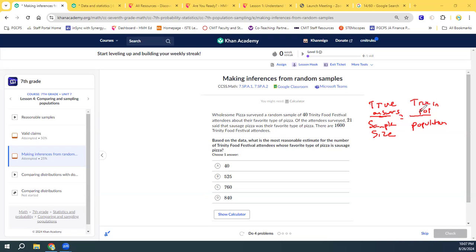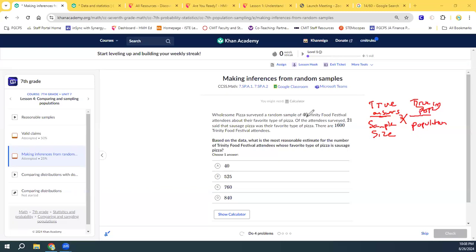Or we can even take this and forget about that. We can multiply it by the population. That's another thing. And that will give us the true in the population. So it's going to make more sense when I do the math.